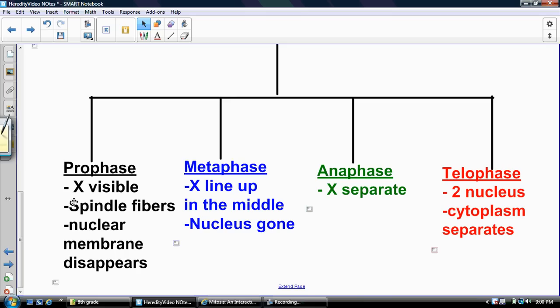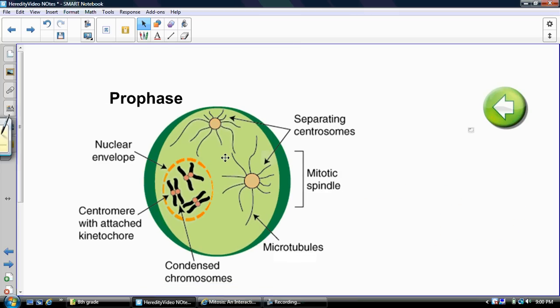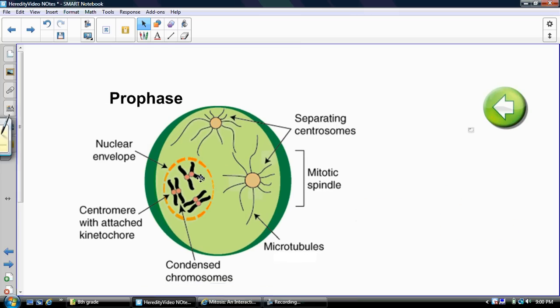Then what happens is spindle fibers, I'll show you what those are in a minute, form, and the nuclear membrane disappears. So in prophase, we have those 92 chromosomes from interphase. We start to be able to see them inside the nucleus. The nuclear membrane disappears, and these weird looking things are the spindle fibers. They're actually going to attach to the chromosomes in a later phase. So that's prophase.